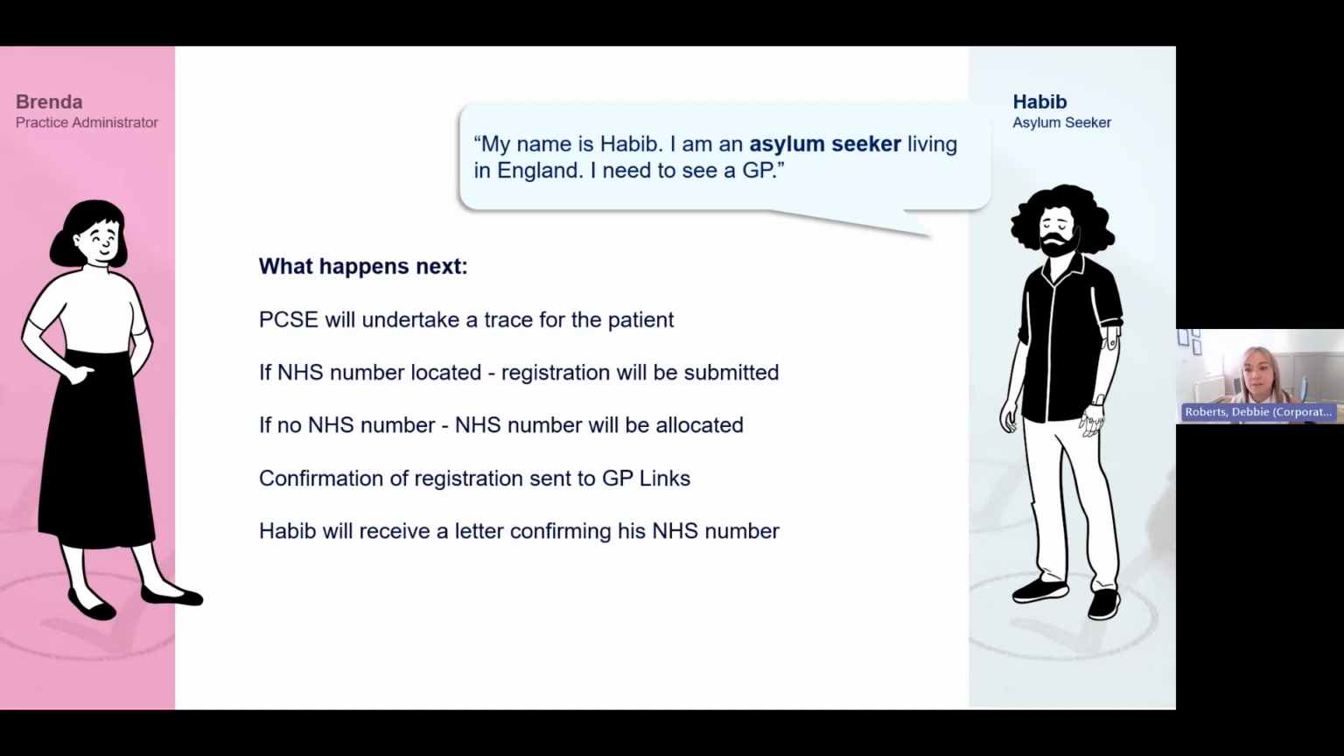So what happens next? Once PCSE receive the registration, we will undertake a trace of the patient with the details provided. If an NHS number can be found, and we are confident that it relates to the patient registering at the practice, the registration will be submitted. If no NHS number can be found, an NHS number will be allocated. Now, under both processes, an approval will be sent with the NHS number, which will update the clinical system. This is an electronic message sent to the GP Links confirming the registration. Habib will also receive a letter confirming his NHS number.